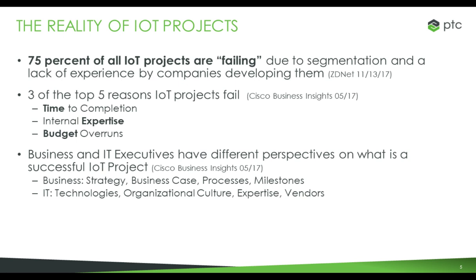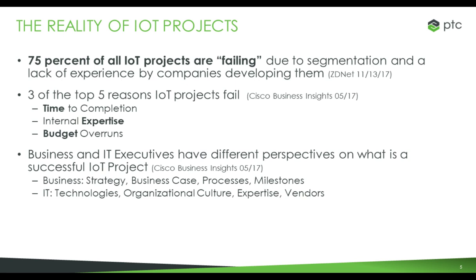Things are getting better. More and more IoT projects are out there, but a lot of people are making the same mistakes over and over. What that study determined was that three of the top five reasons why 75% of those projects failed were time, expertise, and budget. So these are some of the challenges you have out there, and we'll go into these in a little more detail.